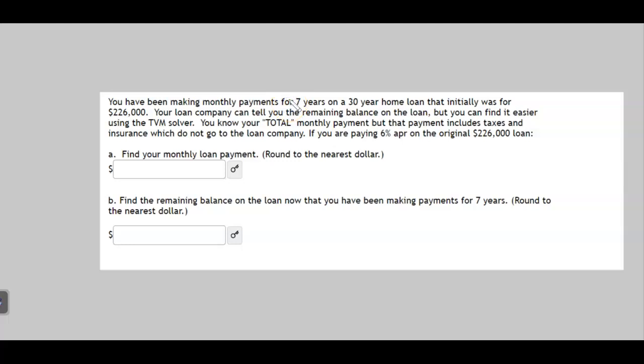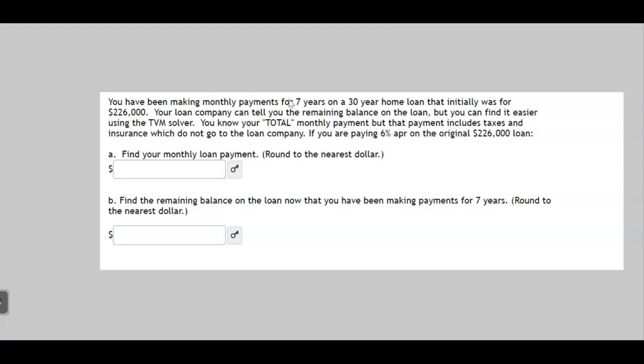Let's consider a situation where you've been making monthly payments for 7 years on a 30-year home loan that initially was for $226,000. Your loan company can tell you the remaining balance on the loan, but you can find it easier using the TVM solver. You know your total monthly payment, but that payment includes taxes and insurance which do not go to the loan company. So if you're paying 6% APR on the original $226,000 loan, find your monthly loan payment.